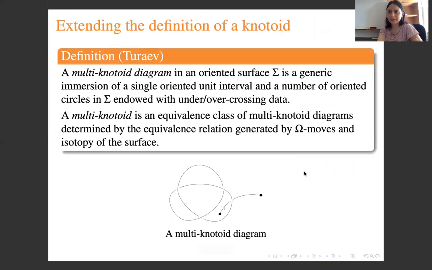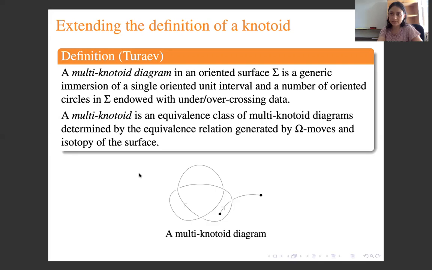And we can extend the definition of a knotoid diagram in the natural way. We may define a multi-knotoid diagram. Here is a picture of a multi-knotoid diagram with two components. Apparently one component is a knotoid diagram, which is the trivial knotoid diagram, and the other component is the trefoil knot diagram. And we define a multi-knotoid diagram in an oriented surface sigma to be a generic immersion of just one single oriented unit interval and a number of oriented circles.